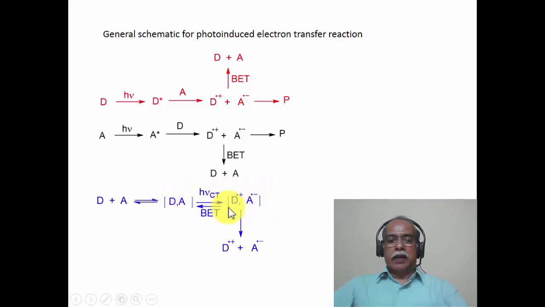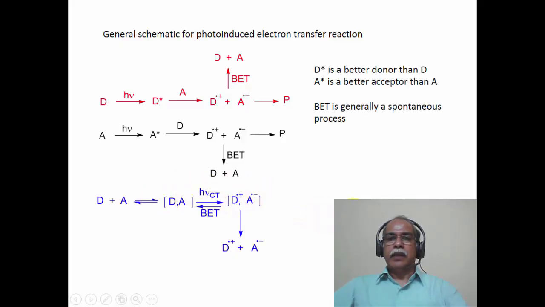Now, any molecule in the excited state is a better donor as well as a better acceptor. This can be easily rationalized by means of an energy profile diagram. The back electron process is generally a very spontaneous process. This also we will see in a minute by means of an energy profile diagram. Let us now carefully consider this energy diagram.